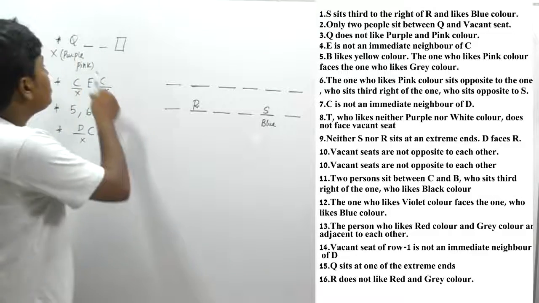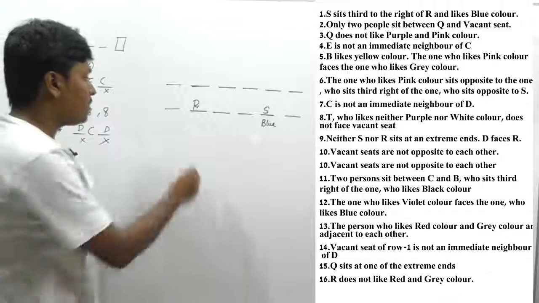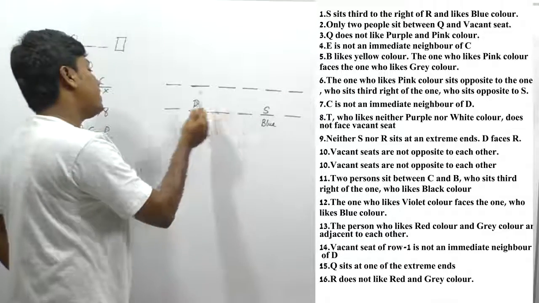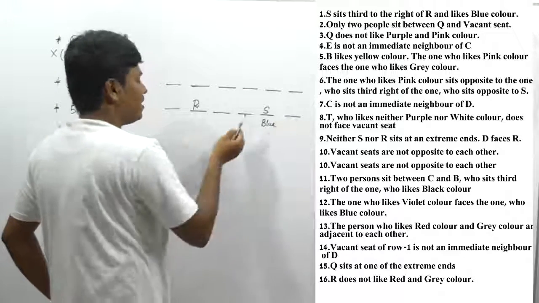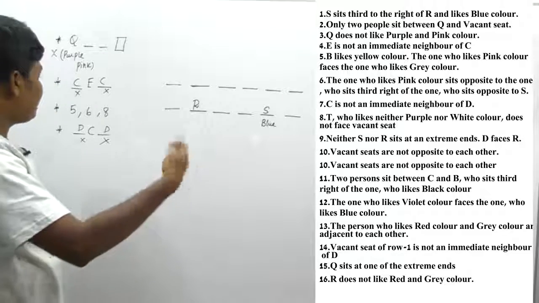Let me try to substitute between Q and the vacant position. There should be a gap of 2, right? If Q is placed here, the vacant can come there. Or Q vacant or Q vacant. There are so many possibilities, right? Okay. Let me do one thing, friends. Let me move on to the next point.